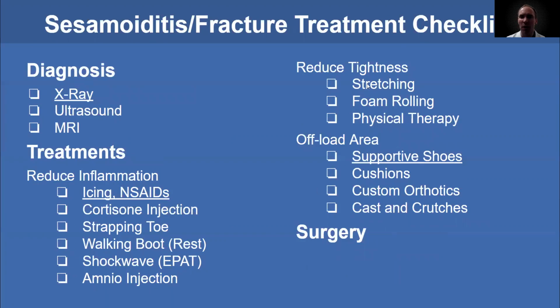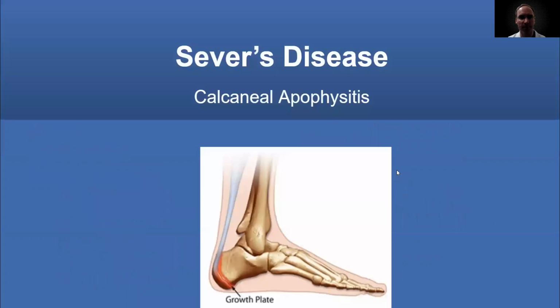Reducing the tightness. What I mean by that, with stretching or foam rolling or physical therapy, that's all working in the back of the calf. Because if the calf is tight, it's going to put more pressure on the forefoot, and that's going to make it more painful. Supportive shoes, custom orthotics to offload that area. And then if nothing's working, maybe a cast, crutches. I didn't put on here a bone stimulator. That could be another option. And then surgical removal is an option as well.